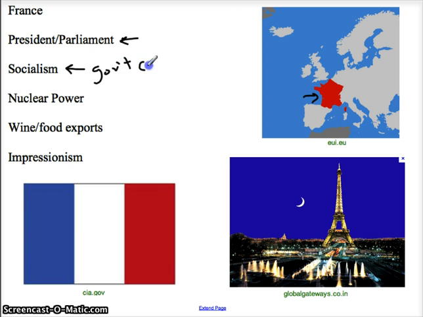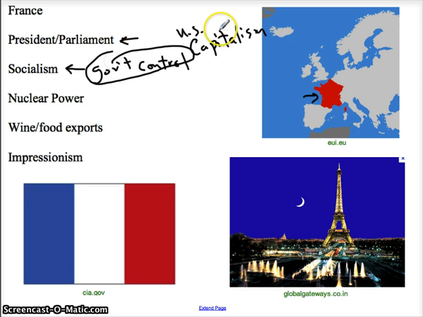Now, that's not what we have here in the United States. We have a little bit of government interference, but in the U.S., we have what's called capitalism, which is kind of just the opposite of socialism. Socialism has high government control. Capitalism has high individual or people control. But it is something that France happens to have.